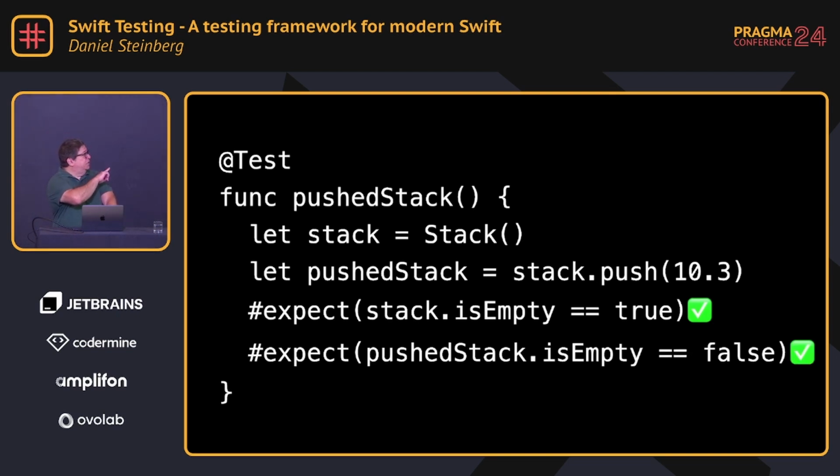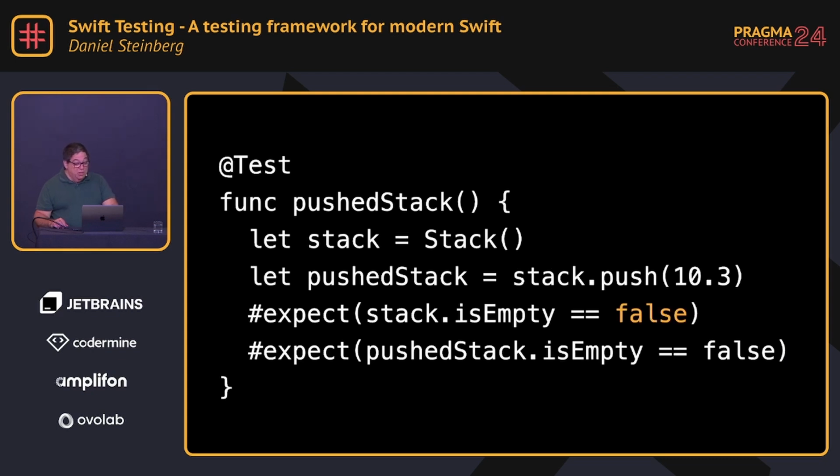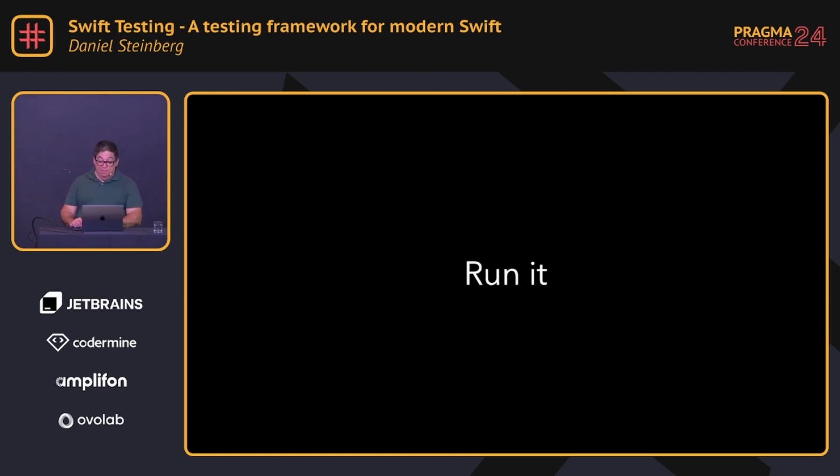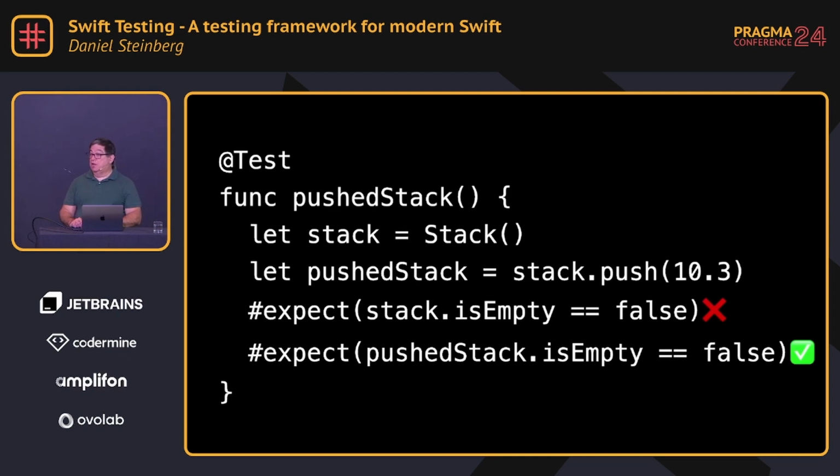The second expectation passes. The test passes. That didn't look very interesting to you, did it? Well, check this out. What if we change the first test from being true to false, so it's going to fail? We run it. The first expectation fails, the second expectation still runs.